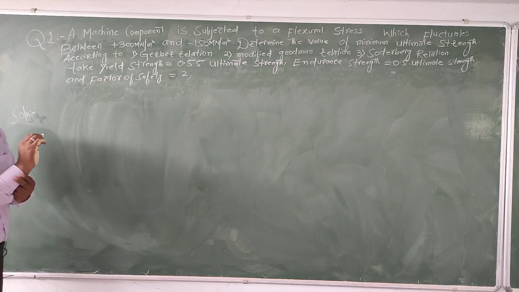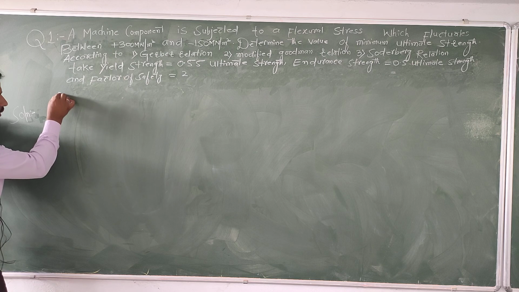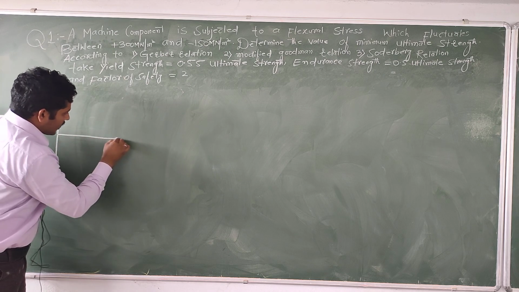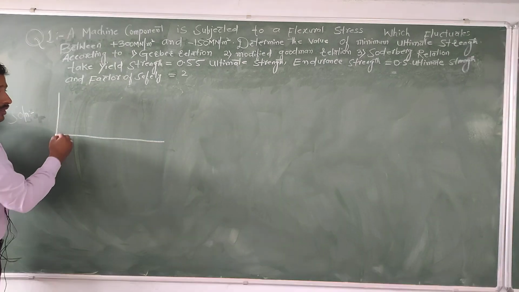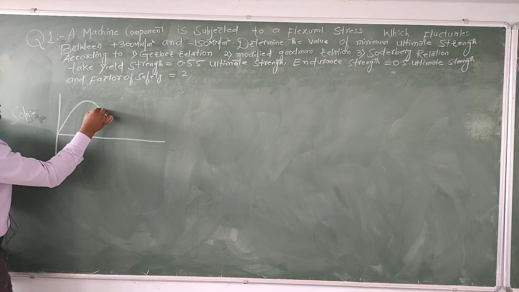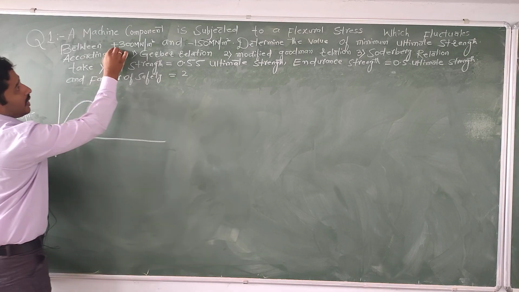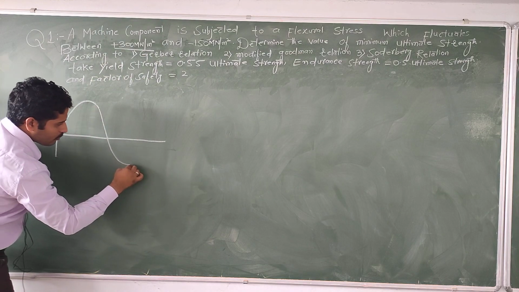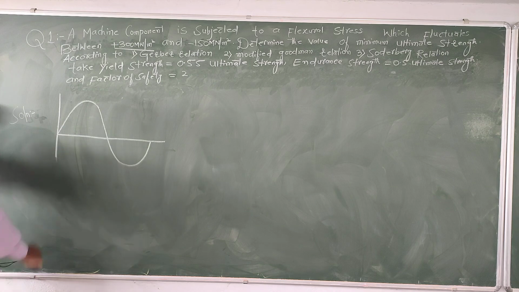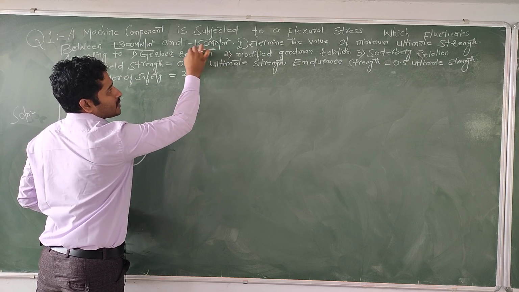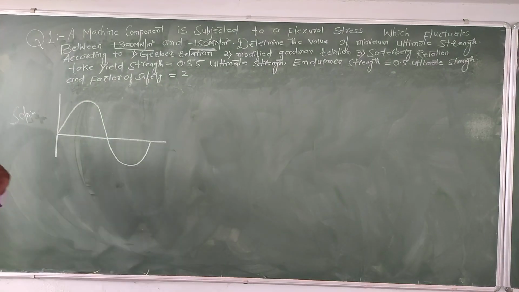So first, I will write it down with the help of a graph, then you can easily understand. The maximum stress in this case is 300 mega Newton per meter square, and the minimum stress is given as minus 150 mega Newton per meter square. The minus indicates that a compressive stress is acting on the component.